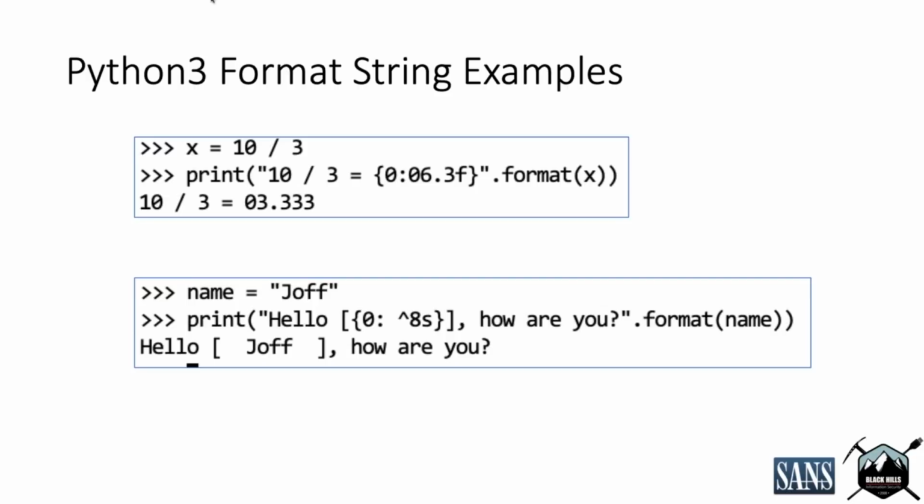Another example would be name equals Joff, print hello, and then we've got square brackets here. We have argument 0 inside the curly braces for the format string, and then we have a space as the fill character, centered. The width of the field is going to be 8, and then we have S for string. And of course, when you see the printout, you see hello Joff, how are you? And notice how Joff is centered between those square brackets. The square brackets are in the format string just so that you can see in the output that Joff has actually been centered in that result.